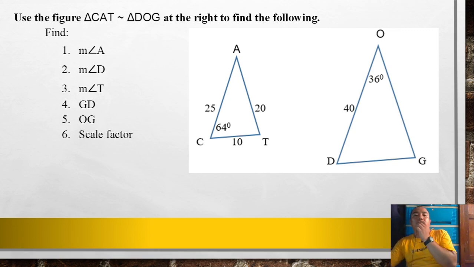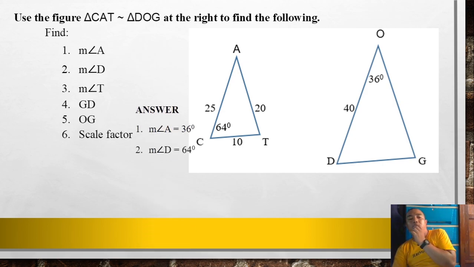Okay, measure of angle A. What's the measure of angle A? The same as angle O, 36 degrees. What's the measure of angle D? The same as angle C, 64 degrees. What's the measure of angle T? The same as angle G.